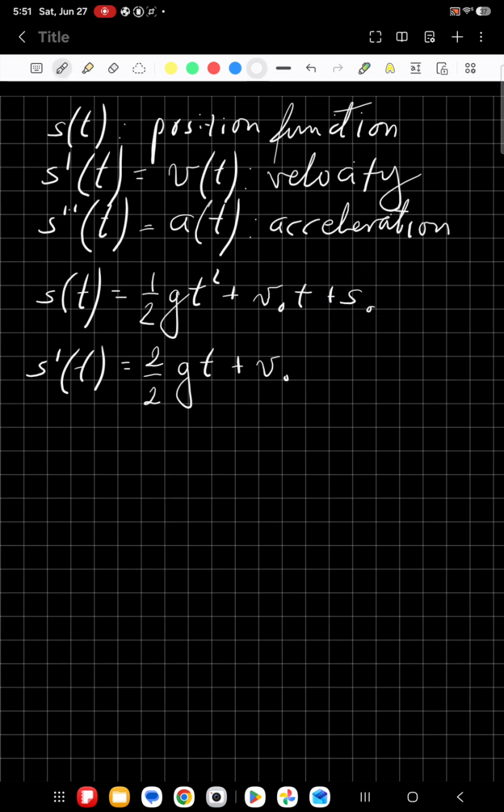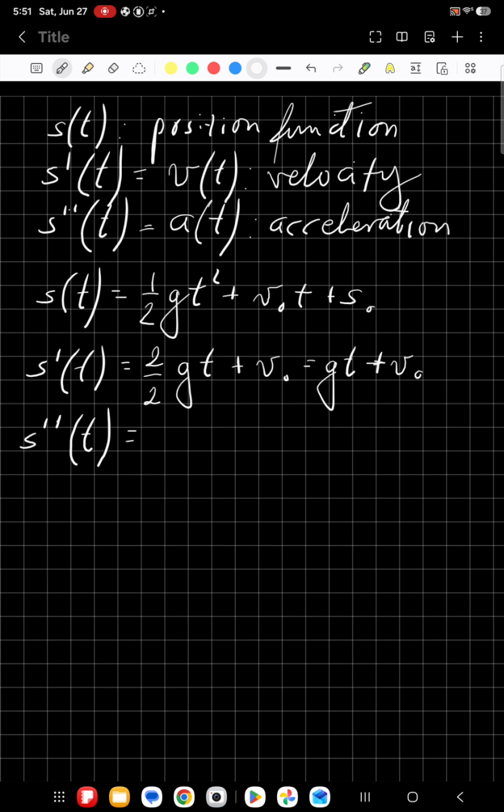Let me rewrite it and get rid of that 2 over 2. So that's just gt plus that initial velocity. Again, this is plus. This is not t. Okay, so acceleration, so s double prime of t.